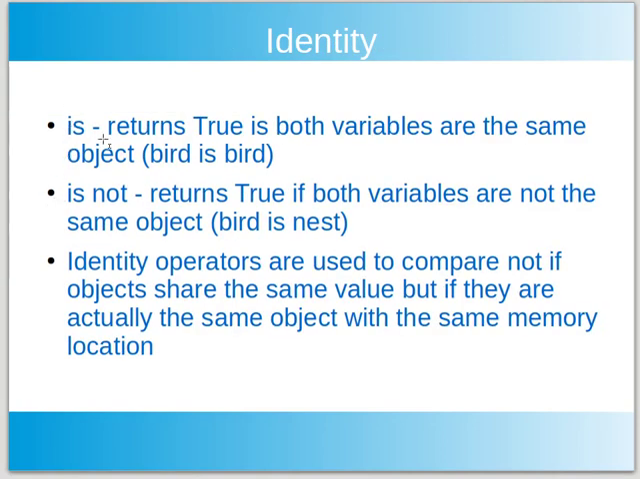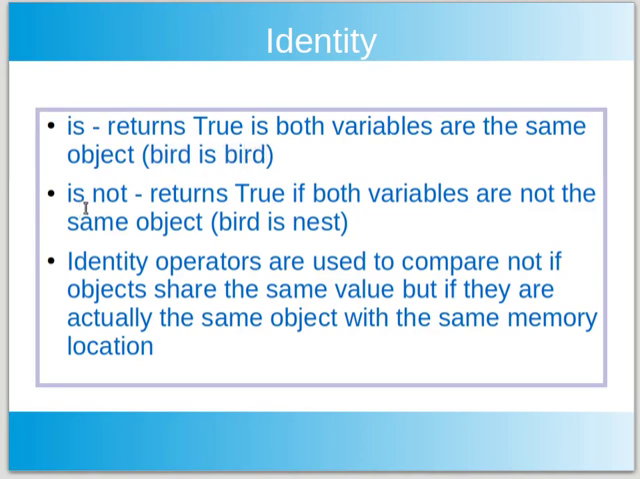Identity. "is" and "is not" are going to be your 2 options for that. "is" returns true if both variables are the same object. So for instance, bird is bird would return true. "is not" returns true if both variables are not the same object.